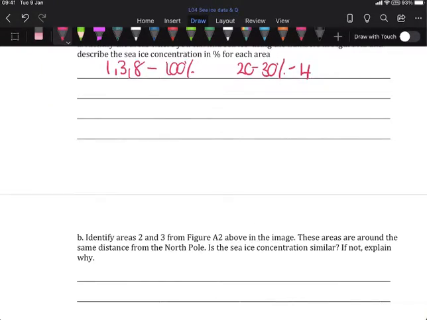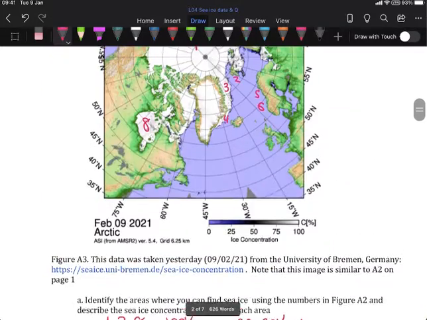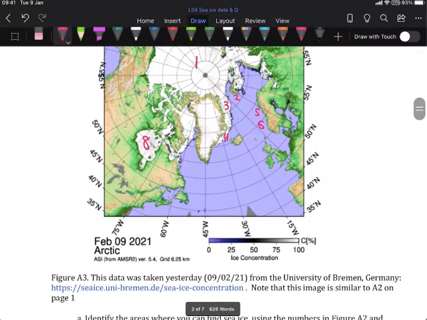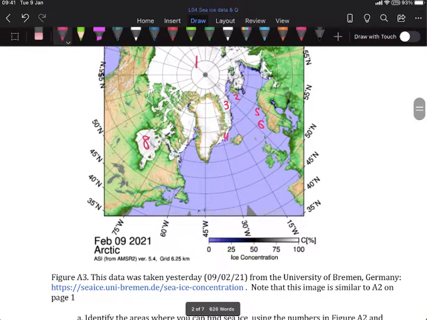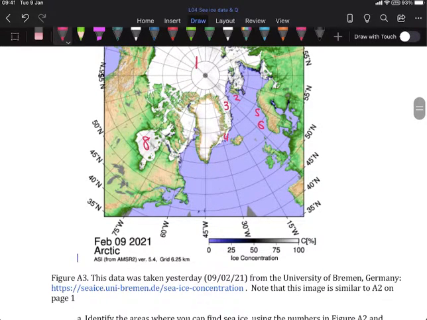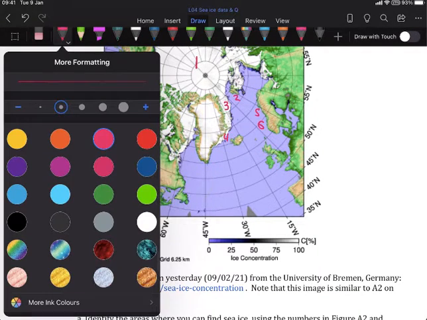And then it said areas 2 and 3. So they're the same distance from the North Pole. They have different amounts of ice. Why is that the case? So the reason is that thing called the Gulf Stream. So we've said that the Gulf Stream is this warm current that comes down from the Gulf of Mexico. It can be called the North Atlantic Drift. It can be called the North Atlantic Current. There's a whole load of different things it can be called.